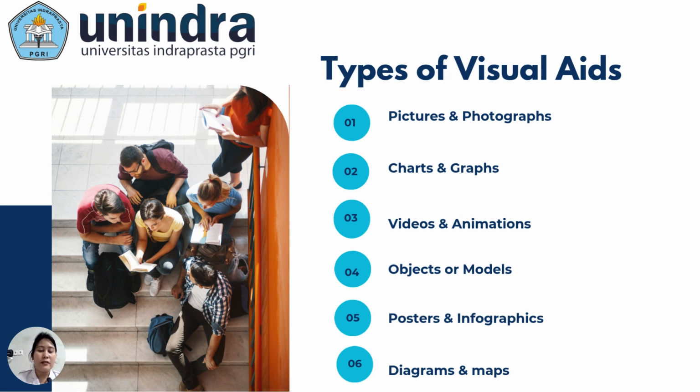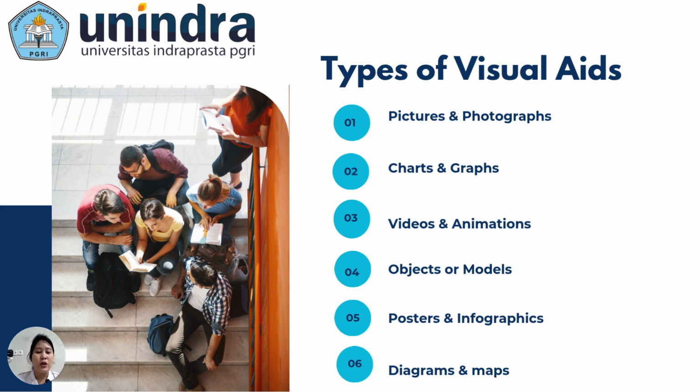And then the third one is videos and animation. Videos and animation show language in use, conversation, or cultural context with sound and motion. Types of videos and animation, for example, short films or clips used in English teaching like storytelling. For example, we can watch a short film and after we watch, we can discuss the plot and write a summary.